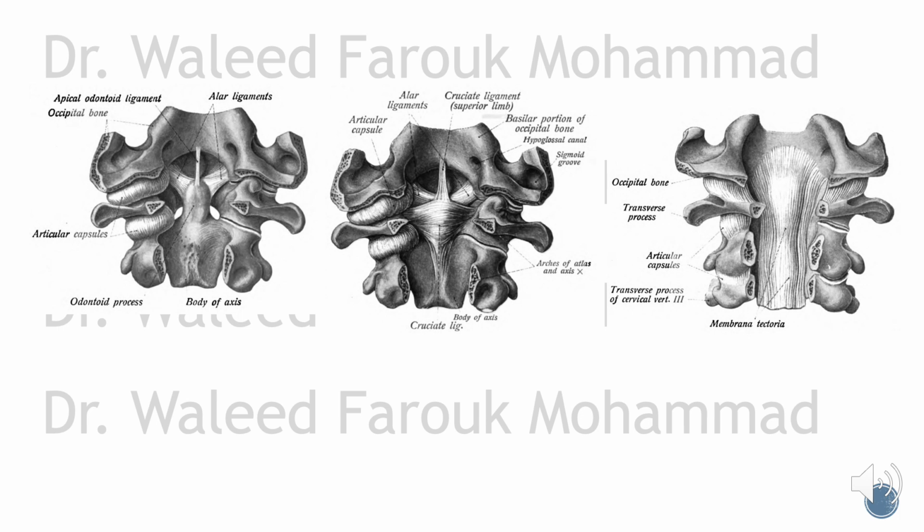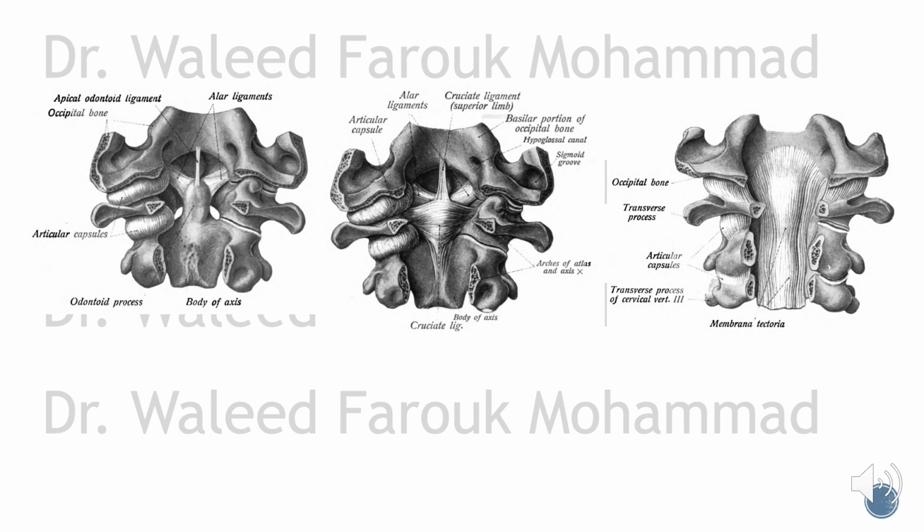So when you rotate the head, you're actually rotating the head and the atlas with it on the axis. So in rotation, the atlas and the head move as one mass on the odontoid process of the axis. This is the atlanto-axial joint.